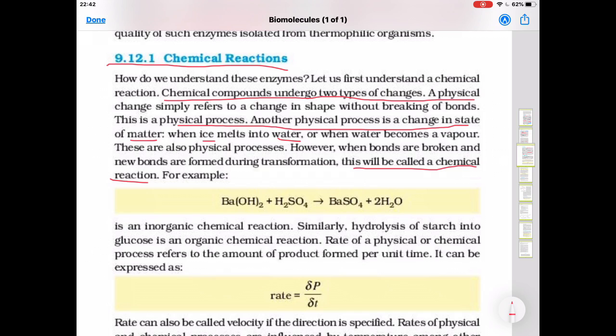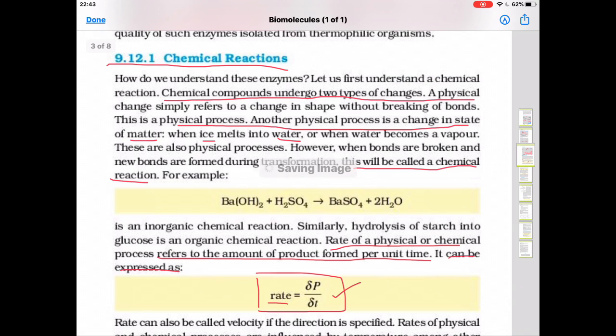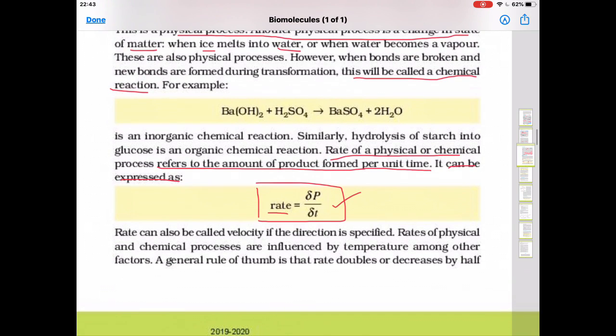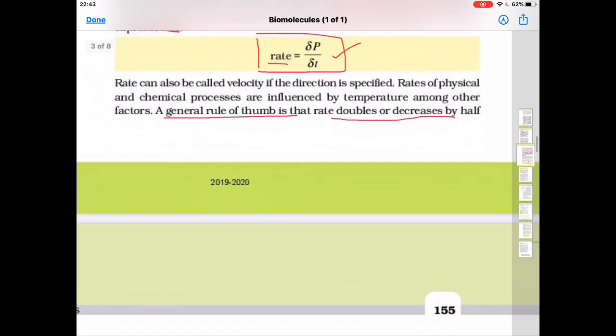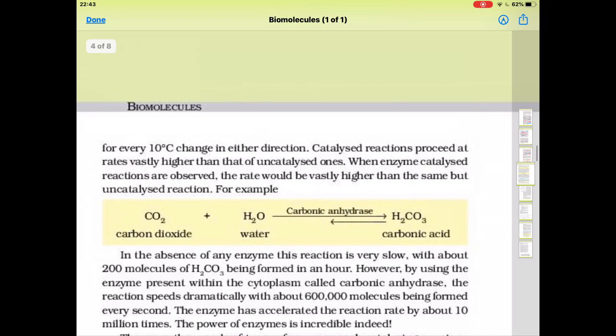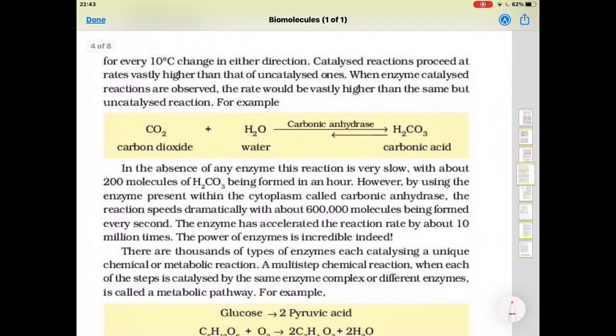The rate of a physical or chemical process refers to the amount of product formed per unit time. It can be represented as rate equals delta P upon delta T. The rate of physical and chemical processes is influenced by temperature, among other factors. A general rule is that the rate doubles or decreases by half for every 10 degree centigrade change in either direction.